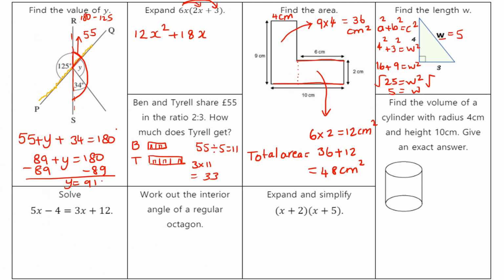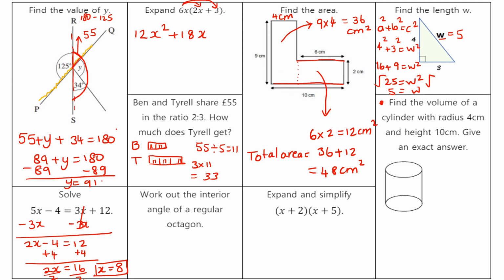Now I'm going to move on to solve question, and then I'm going to make my way up to this cylinder. 5x minus 4 is equal to 3x plus 12. So this means we balance the equation by getting rid of the smallest x first. So we take away 3x from both sides. That's going to give us 2x minus 4 is 12. Add 4 to both sides. 2x is equal to 16. And if we half it, x would be 8.